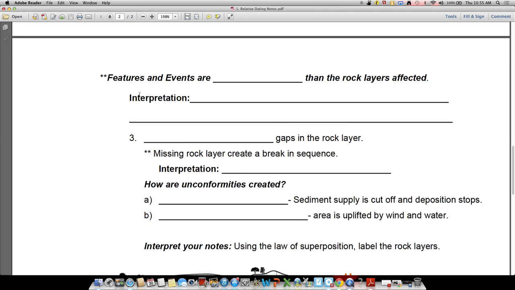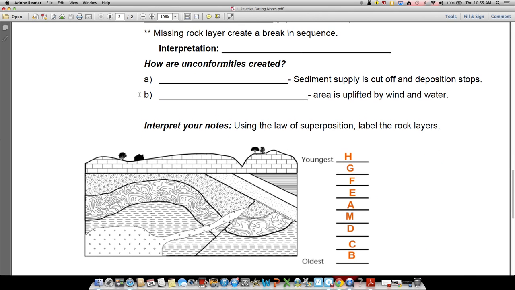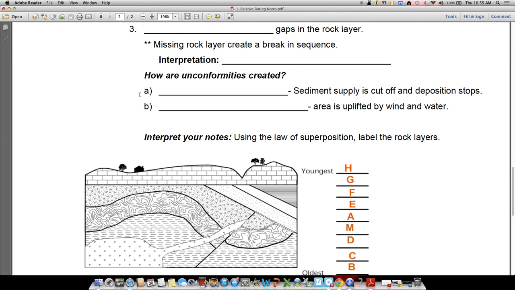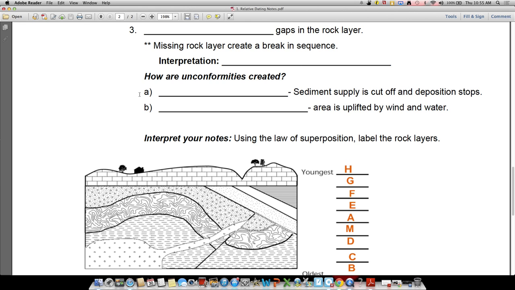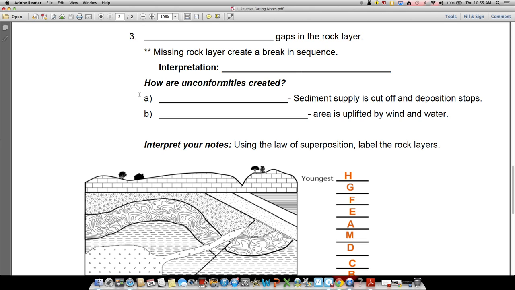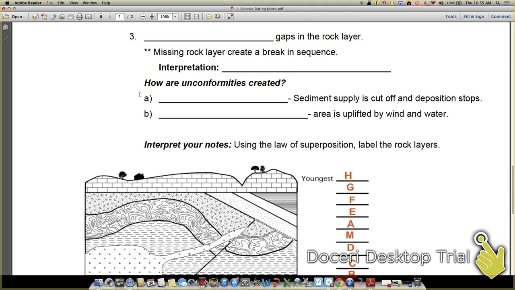Lastly, you have another disturbance where the rock layer is missing. There is a gap. There's some missing rock layer. Either all of it's missing or some of it's missing. What is that called?